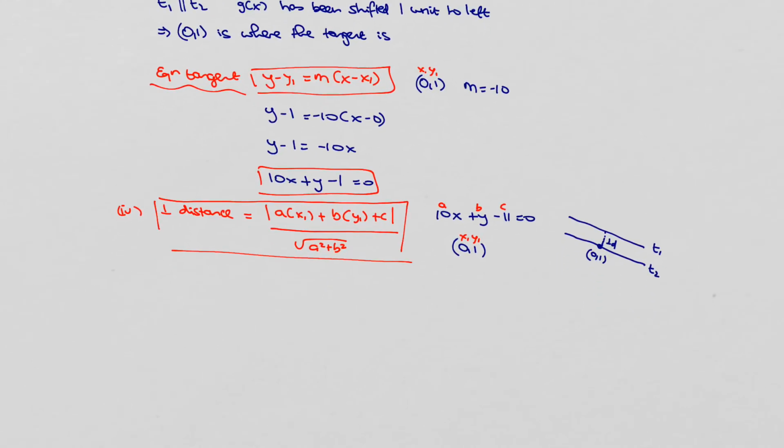So if we sub it into our formula, our perpendicular distance then is A, which is 10, times x1, which is 0, plus B, which is 1, times y1, which is 1, plus C, which is minus 11, and that's all over the square root of A squared plus B squared. So if I sub in, then I end up with 1 minus 11, which is minus 10 on the top, and the square root of 101.